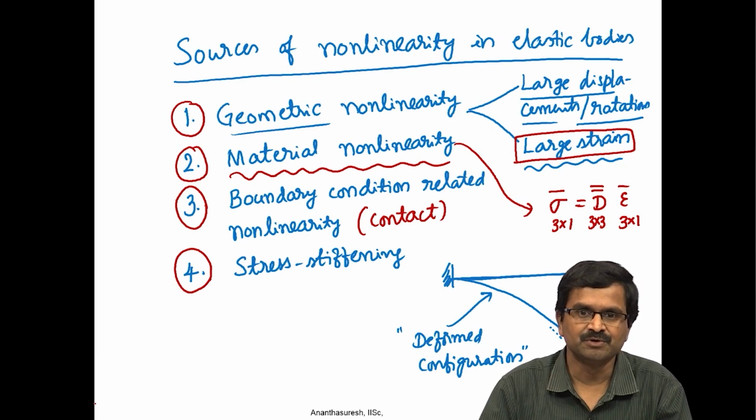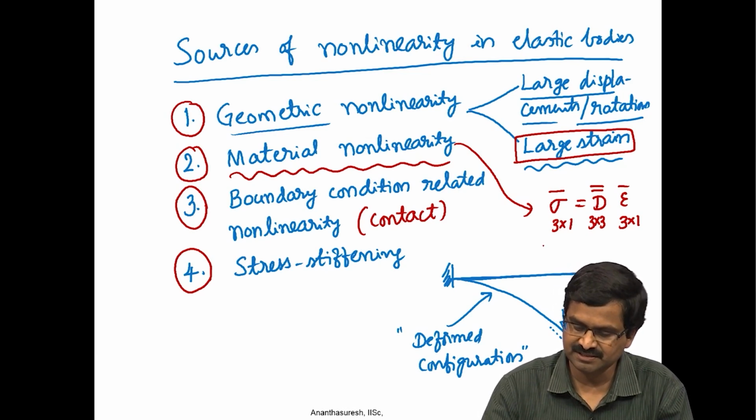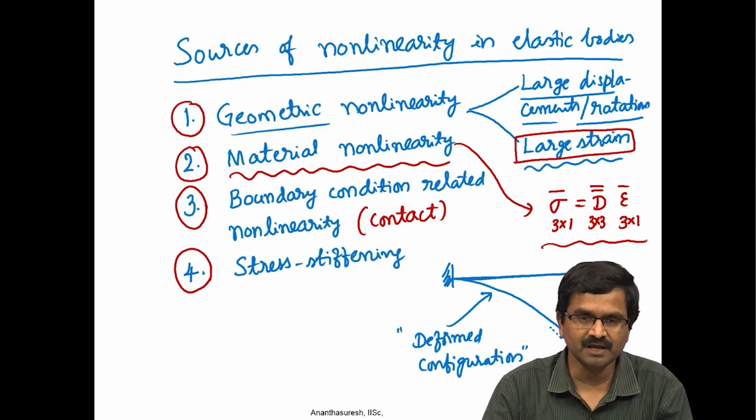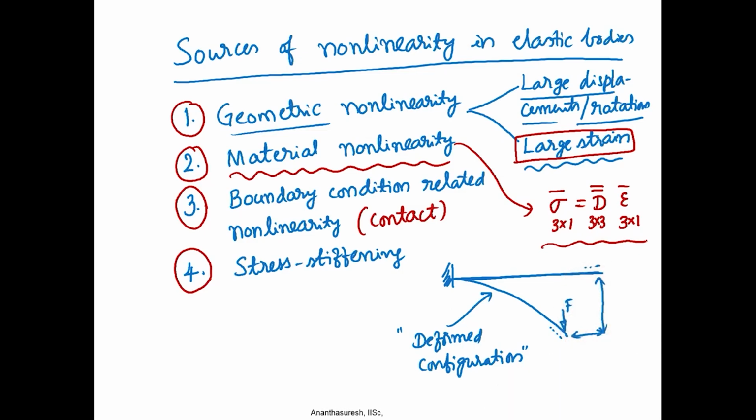Material nonlinearity, which we do not consider, is basically the stress-strain relationship. That will not be considered in compliant mechanisms normally, because we want repetitive motions. Boundary condition nonlinearity, which is contact, we will show a couple of examples today. Stress stiffening happens in beams, and that has to be paid attention to also. If you look at this emphasis on the deformed configuration, the geometric nonlinearity arises when we use our equilibrium equations in the deformed configuration rather than the original configuration.